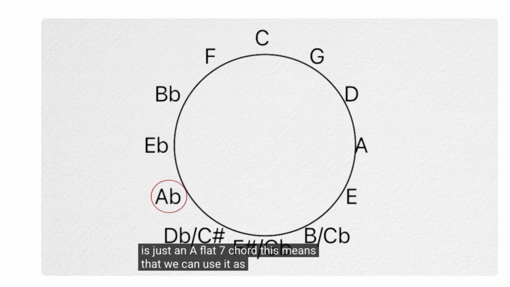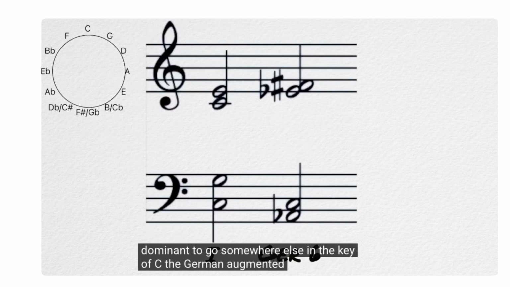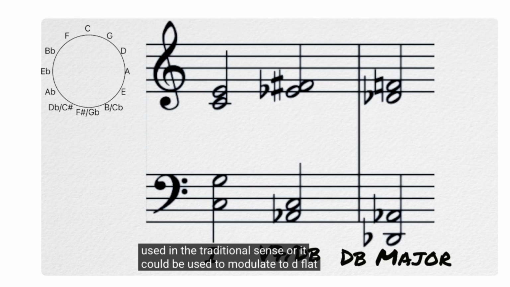This means that we can use it as a secondary dominant to go somewhere else. In the key of C, the German augmented sixth could be used in the traditional sense, or it could be used to modulate to D flat major, the flat 2 of the key.